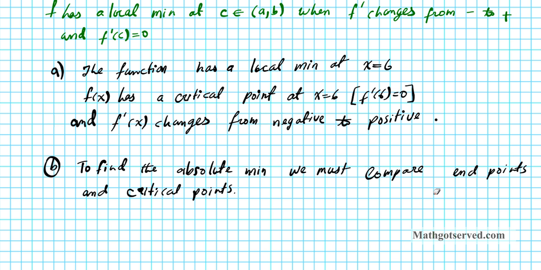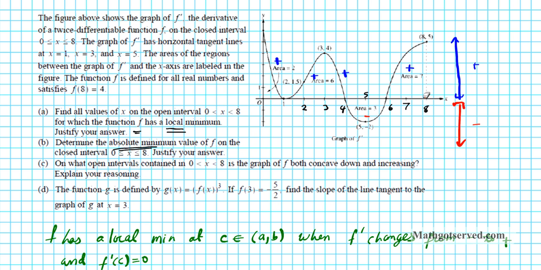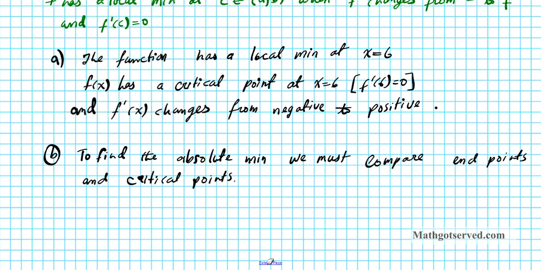Okay, all right, so let's go ahead and take a look at them. So our endpoints are 0 and 8, so we have to find f of 0 and f of 8 because those are the endpoints, and then we also have to find f of the critical point. The only critical point we're going to consider is 6 because it's the only one that's a min. This is another critical point, but it's not a min, it's a maximum because it changed from increasing to decreasing. Okay, and this critical point right here, there's no sign change, so it's not an extremum. All right, so let's go ahead and find f of 0.